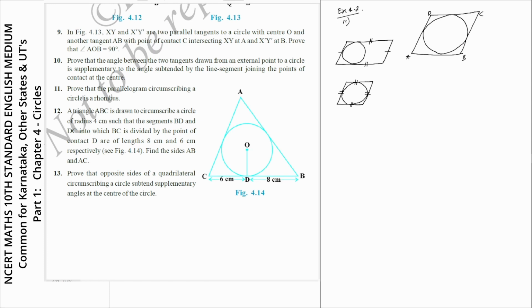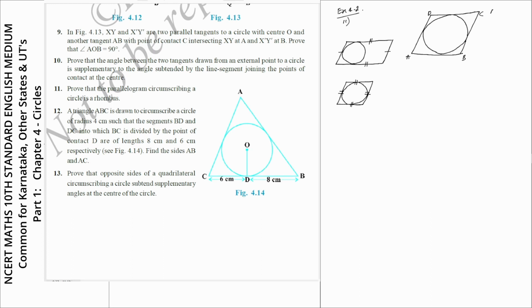So since it's already told that it's a parallelogram, opposite sides are parallel to one another. That is, AB and CD are parallel, and BC and AD are parallel. So if I prove that AB is equal to BC is equal to CD is equal to AD, then my job is done. Then it means that ABCD is a rhombus.